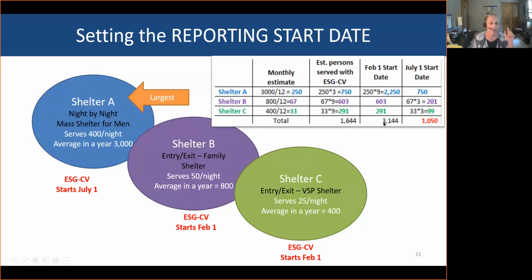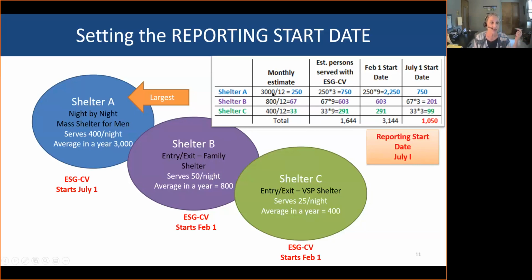If we would have done this, we would have done a huge overcount, and all of a sudden there were at least 1,500 people, right, that are being counted that shouldn't be counted. So the report start date for this scenario is July 1st. And this kind of format is really simple to use.